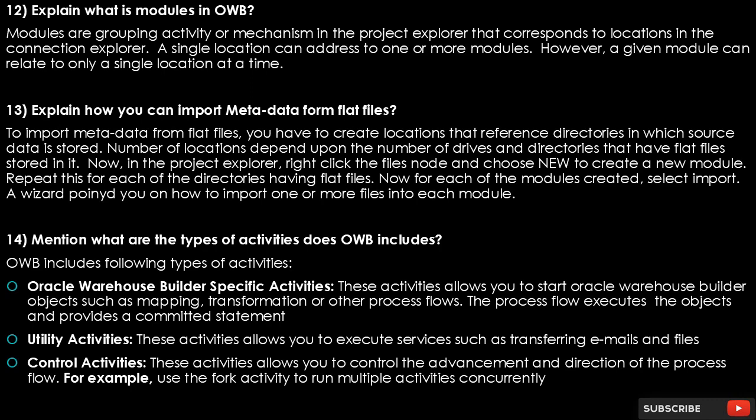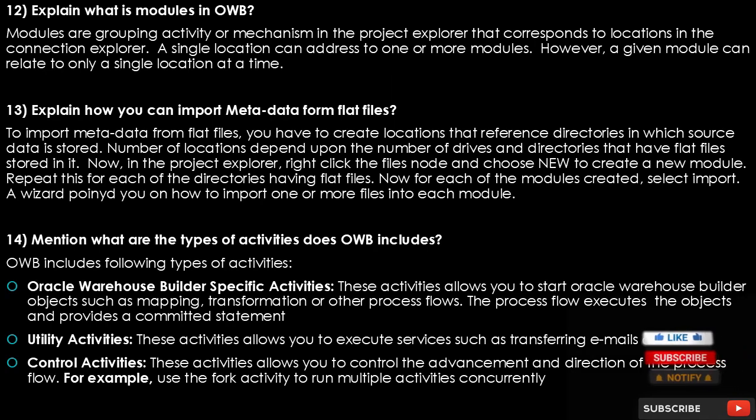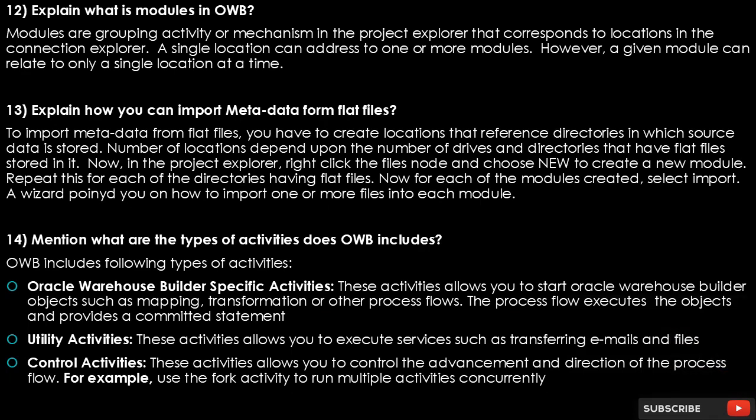13. Explain how you can import metadata from flat files. To import metadata from flat files, you have to create locations that reference directories in which source data is stored. Number of locations depends upon the number of drives and directories that have flat files stored in it. Now, in the Project Explorer, right-click the Files node and choose New to create a new module. Repeat this for each of the directories having flat files. Now for each of the modules created, select Import. A wizard points you on how to import one or more files into each module.